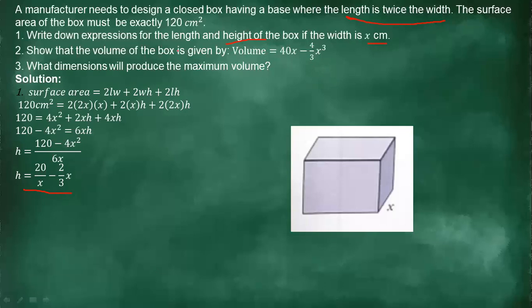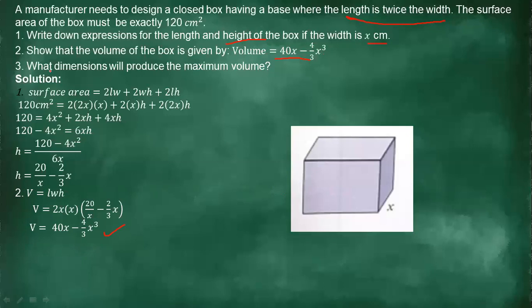Show that the volume of the box is given by this. Now we just write the formula for the volume. Let me just remove this line here. You write the volume for the box, then you substitute all the values. Remember, for the height, we are now going to be substituting with 20 over x minus 2 over 3x. From there, you simplify it. Then this is what we are having. Then we have proved that the volume is equal to 40x minus 4 over 3x cubed.